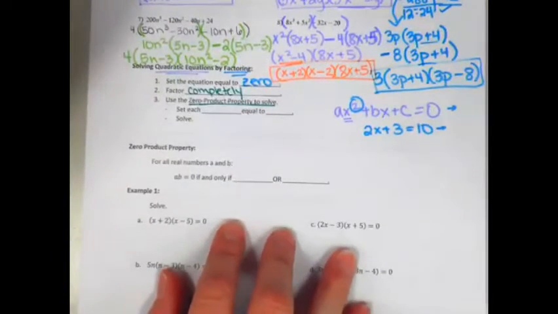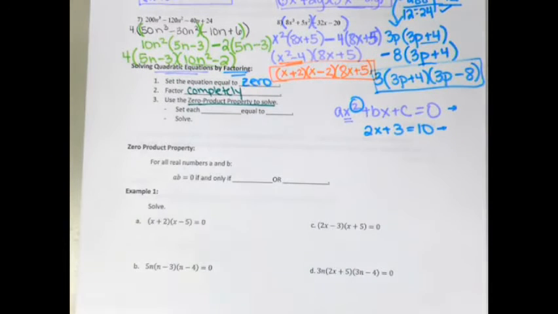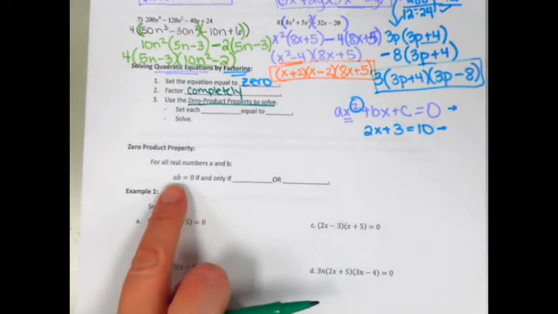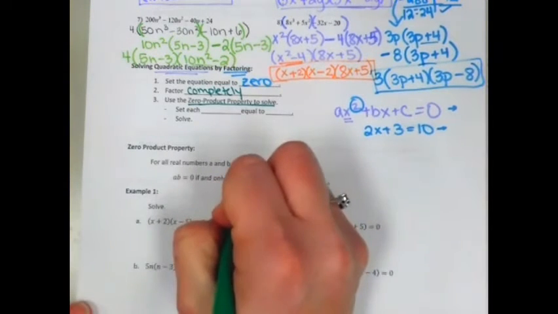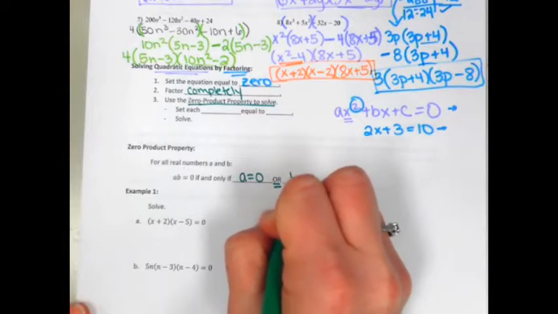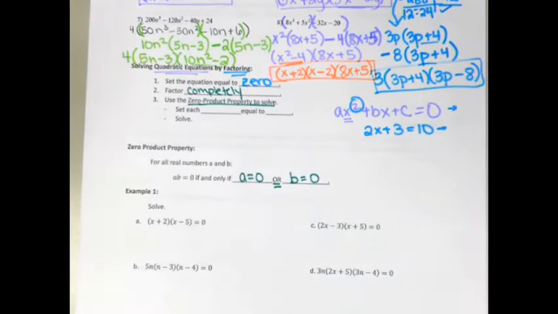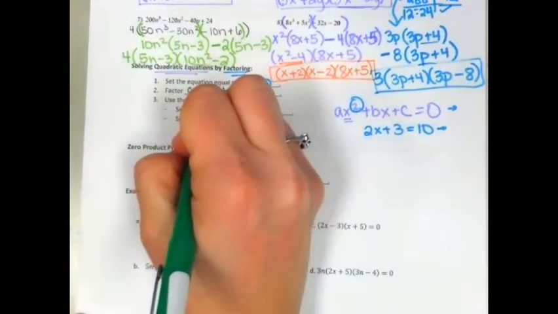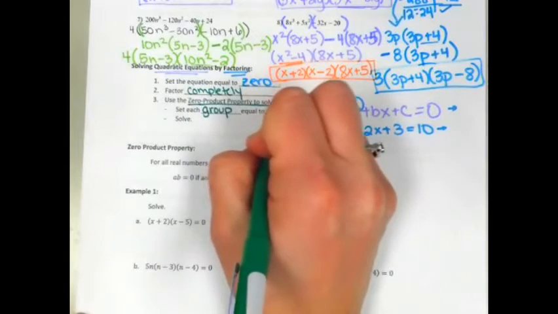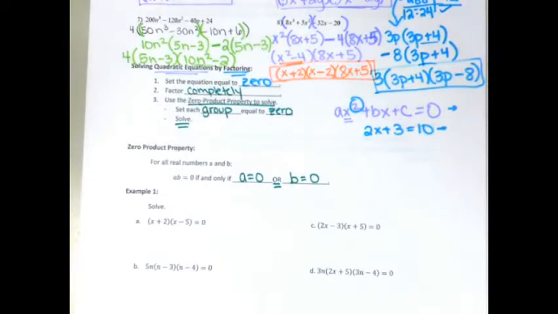Okay, so I'm going to go here. The 0 product property says for every real number A and B, A times B will equal 0 if and only if A equals 0 or B equals 0, right? Because if A equals 0, 0 times anything, isn't that going to be 0? Or if B equals 0, anything times 0, isn't that going to be 0? Yeah. So what this means is you're going to set each group equal to 0 and solve it.